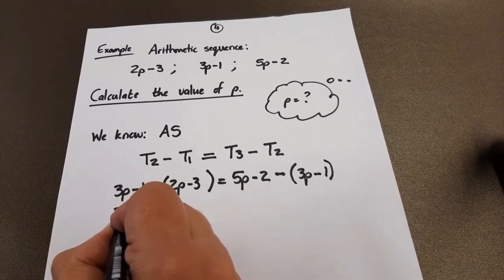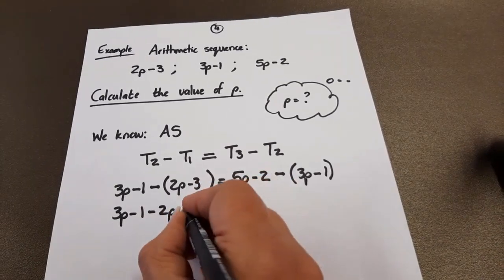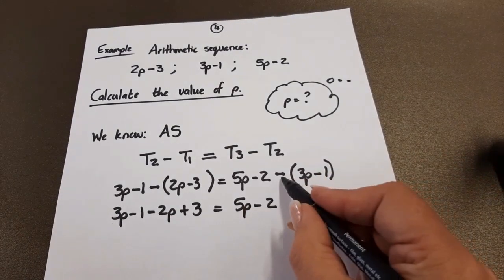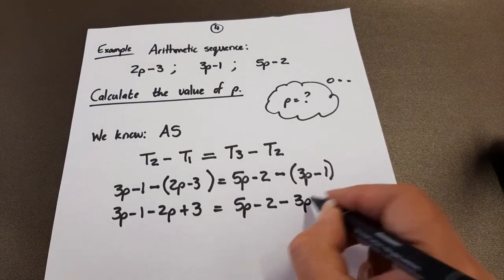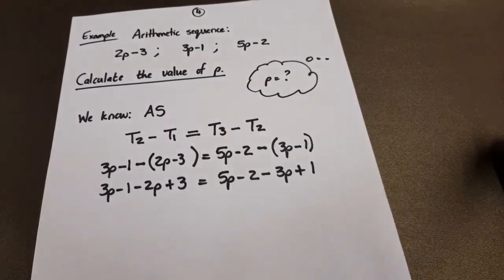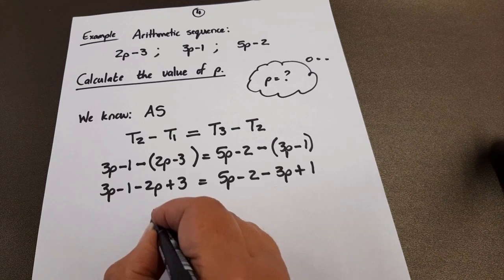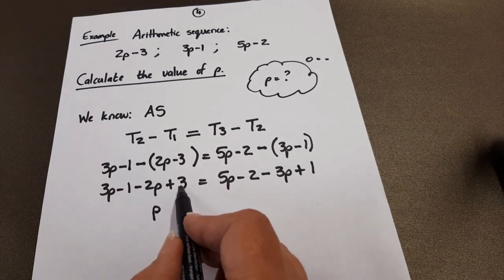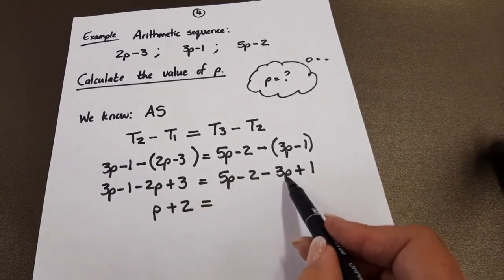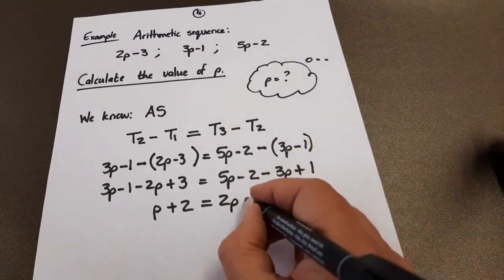Now we multiply the minus in. Minus 2p. Minus times a minus is a plus 3. 5p minus 2. Minus times a plus is a minus 3p. Minus times a minus is a plus 1. Add all the like terms. 3p minus 2p is 1p. Minus 1 plus 3 gives me plus 2, equals 5p minus 3p is 2p. Minus 2 plus 1 is minus 1.